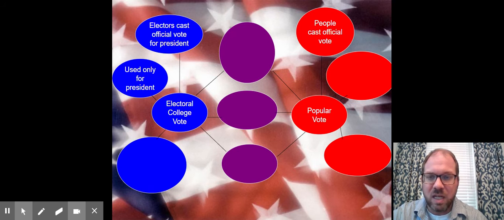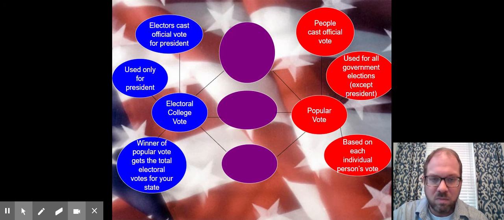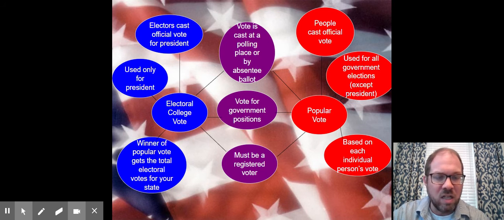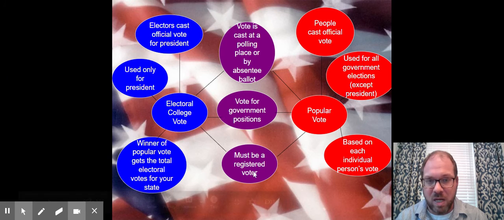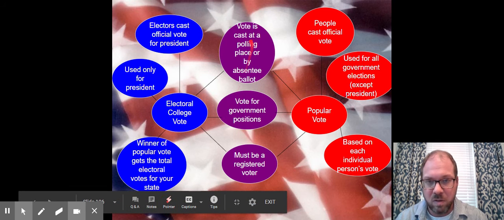So I'm going to skip this slide or show you these answers. And I'm going to leave you with this. If you look at this slide, it will tell you the similarities. Those are what's in purple right here. Okay. The similarities. And then the differences are going to be blue over here for the Electoral College and red for the popular vote.